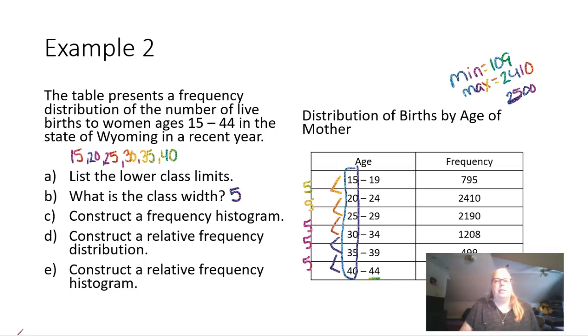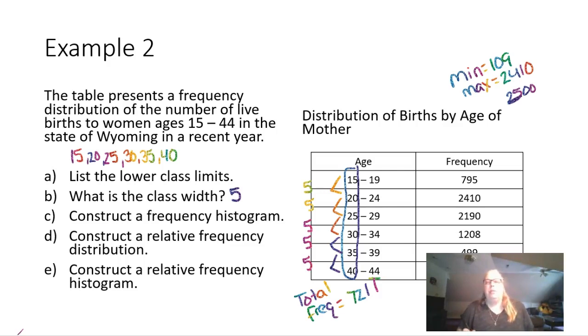Part D here is asking for a relative frequency distribution. Okay, before we can make the relative frequency distribution, we need to know what the total frequency is. So we're going to have to add that frequency column together. And this is giving me 7,211 when I add these in my calculator.